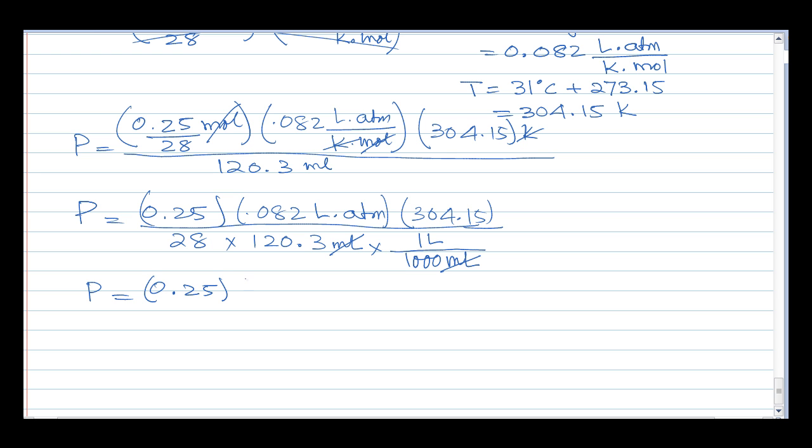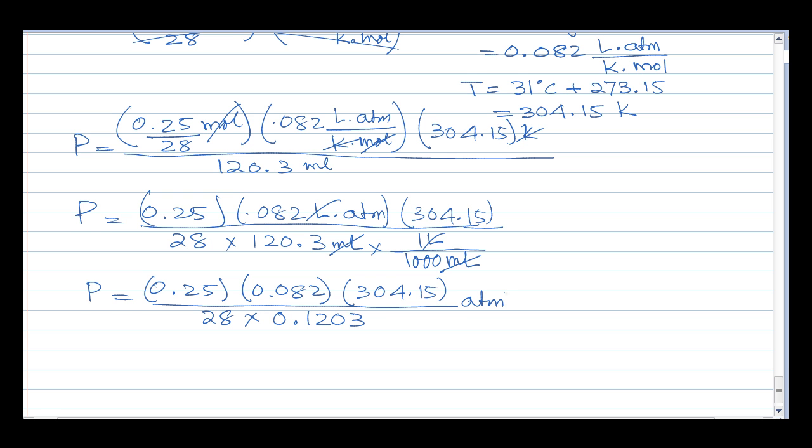So let me do 0.25, 0.082. Now over here, before I put the unit, you see the liter in the denominator over here and the numerator over here cancels out. Atmosphere is the only unit that stays, and then 304.15. Let me divide all of those. This is 28 times, I'm just dividing 120.3 by 1000, so that makes 0.1203. Right? And the only unit that remains is atmospheric pressure. So now these are all the parameters I have.